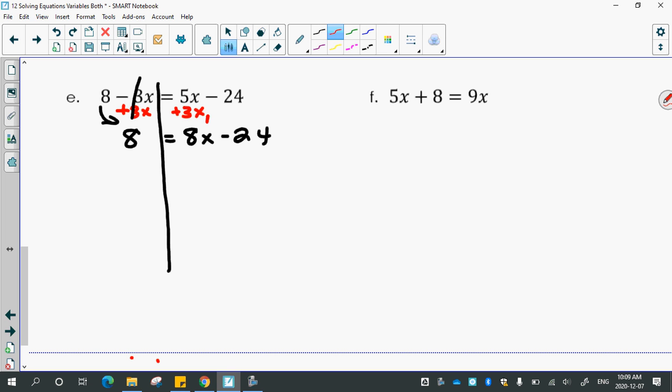So then x is on the right now. X is what I'm trying to get by itself. So I want to undo the subtract 24 by adding 24. Crossing off my zero pair. Then I want to get x by itself, so undo, multiply by 8 by dividing by 8. And I get x equals 4.